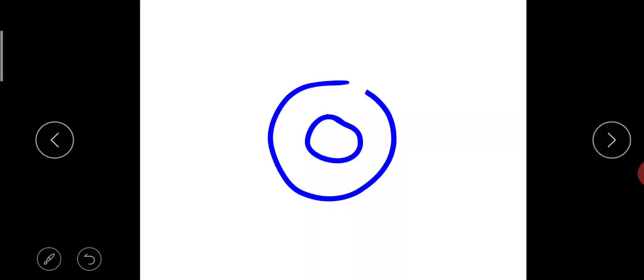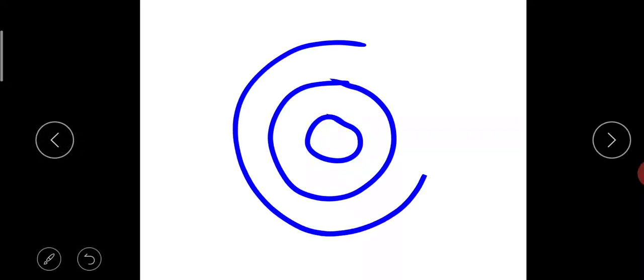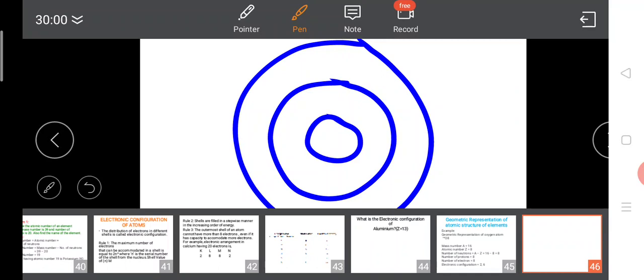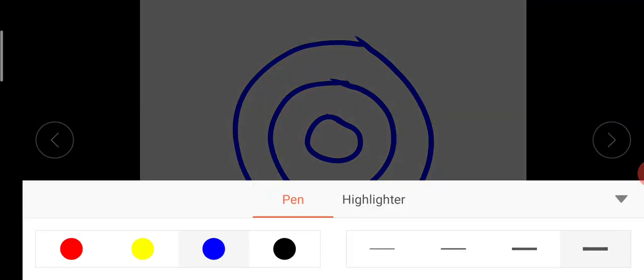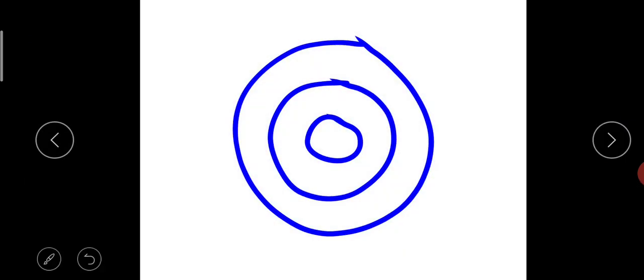So you have to draw the nucleus first. This is the nucleus and the K shell, and the electronic configuration is 2, 6 only, so only 2 shells, which represents the number of shells. And then you have to put the number of electrons. So let us fill the number of electrons.